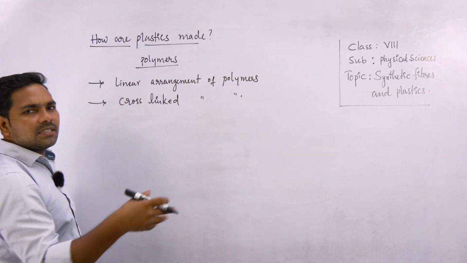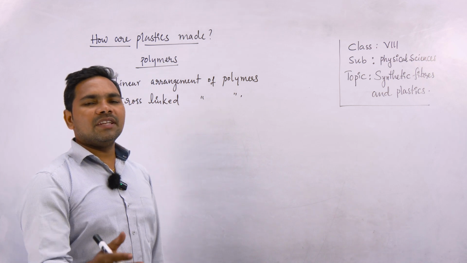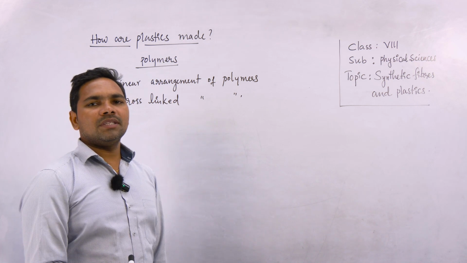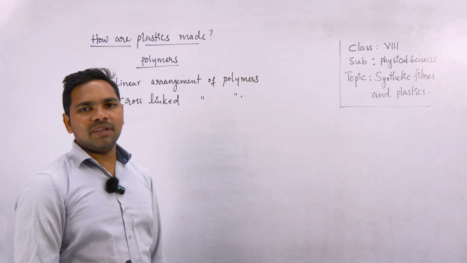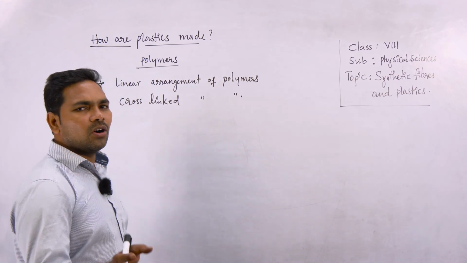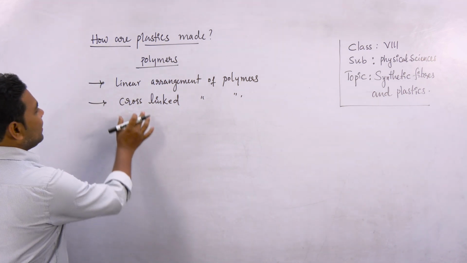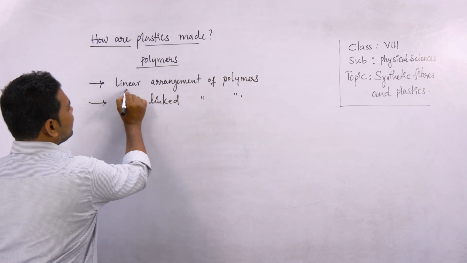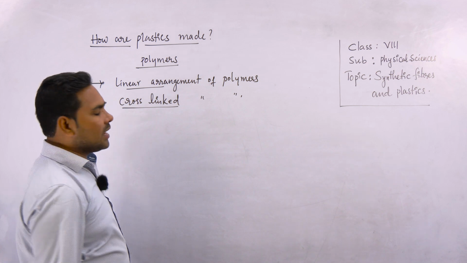These various arrangements lead to different types of plastics that we discussed in the previous topic, right? There are different kinds like PET, PVC, HDPE, LDPE, polystyrene, polypropylene. Like all those, different types of plastics are generally made in two different ways of arranging. That is, one is linear arrangement of polymers, second one is cross-linked arrangement of polymers.